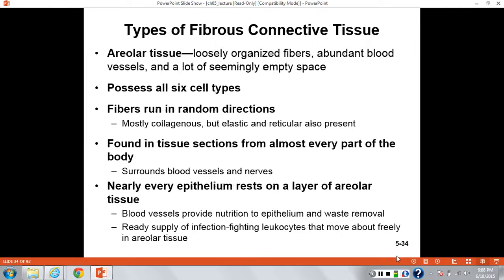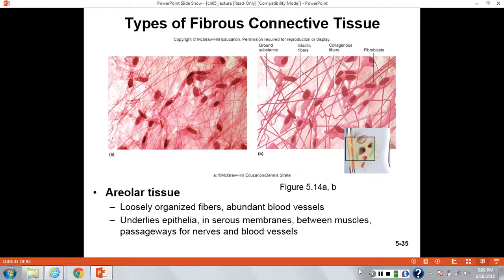Again, the types of fibrous connective tissue, you see where they're located. They can support and surround blood vessels and nerves. They can help to remove waste. They can help supply the leukocytes to help fight off infection. Alright, this is what a tissue sample, a histological view, looks like. And what is this type of tissue called? Areolar.